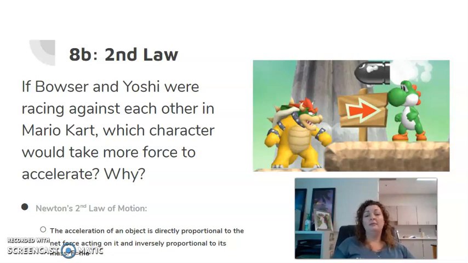Okay. So basically, what it's saying is which one's going to take more force to accelerate. It's going to be Bowser because he has more mass. Because Yoshi is less massive, it will take him less force to actually accelerate, just because his mass is so tiny. Okay.